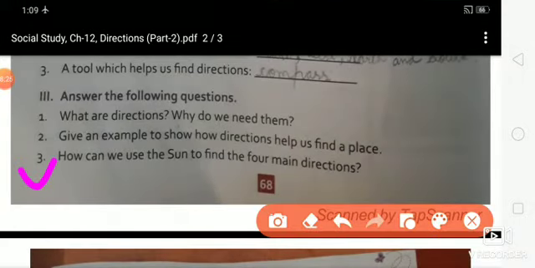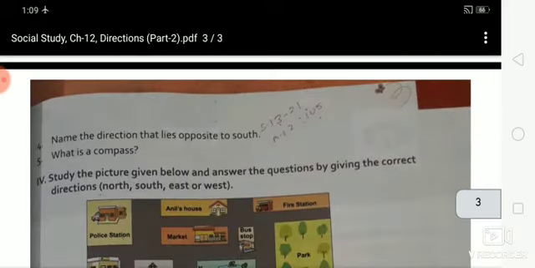Now question number three: how can we use the sun to find the four main directions? The answer is, we use the position of the rising sun to find the four main directions. Once again repeated. We use the position of the rising sun to find the four main directions. Is that clear?